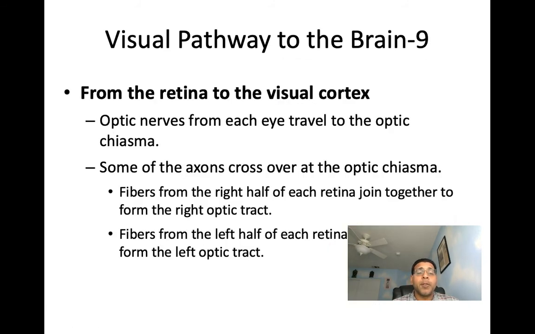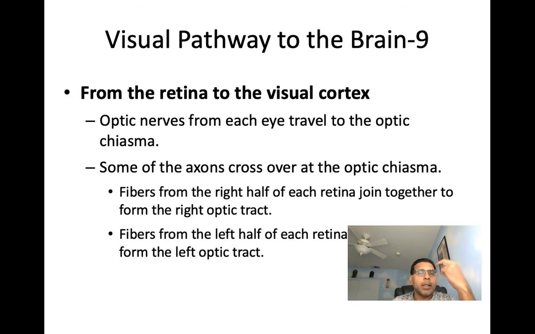Now let's talk about information making its way from the retina to the visual cortex. So optic nerves from each eye travel to the optic chiasma. We'll see what that is in a few minutes. Now some of the axons cross over at the optic chiasma. So we can say the optic nerve from this left eye, its fibers are making its way towards the optic chiasma. What happens is some of those fibers are going to cross over and make their way over to this left side. And same thing here with this eye.